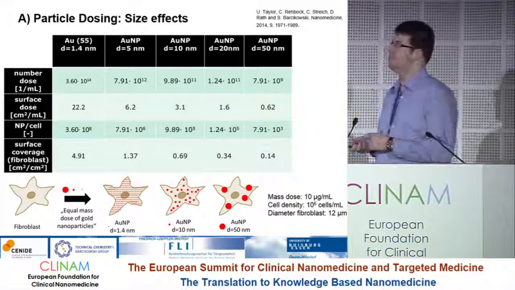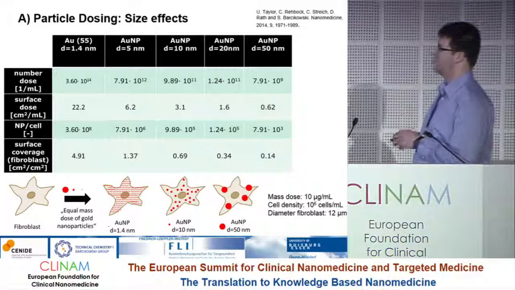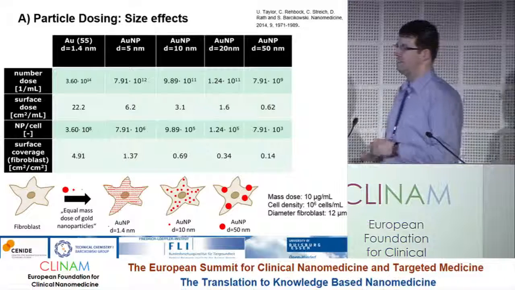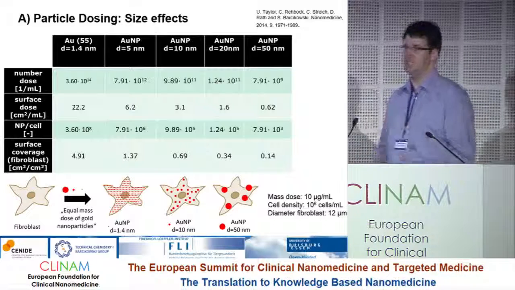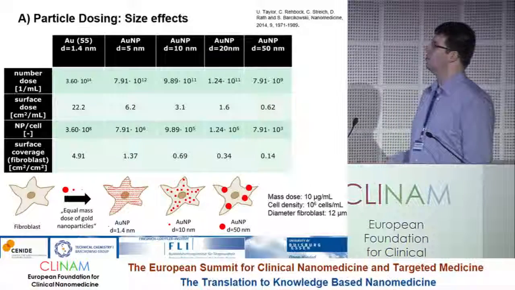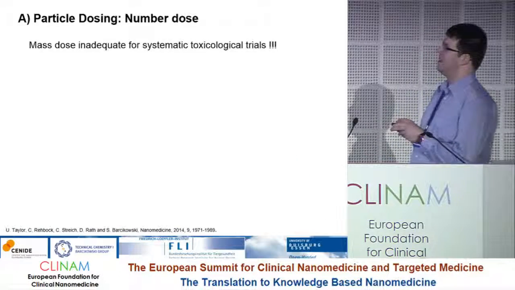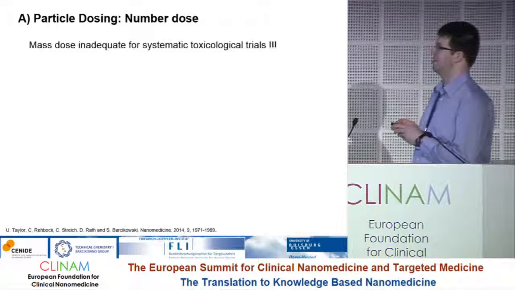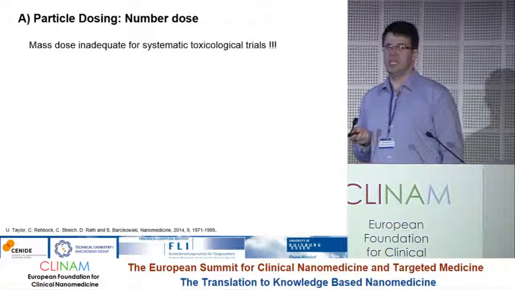So based on these data, on mass dose, we cannot determine whether smaller particles are more toxic or not, or whether it's just a surface effect. We can conclude that mass dose is inadequate for systematic toxicological assays with nanoparticles. So what can we do instead?